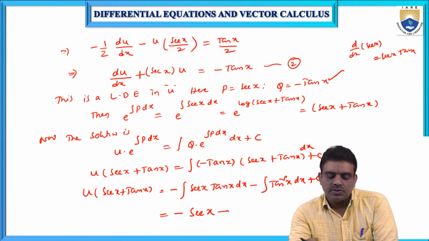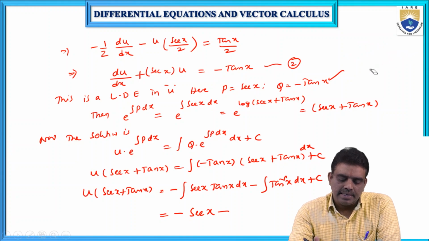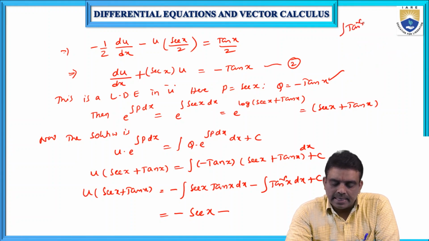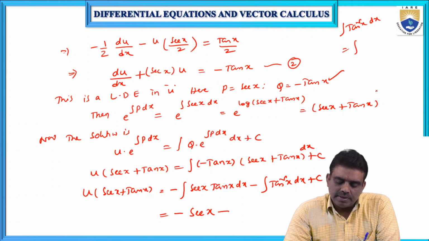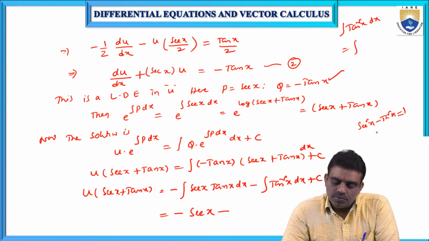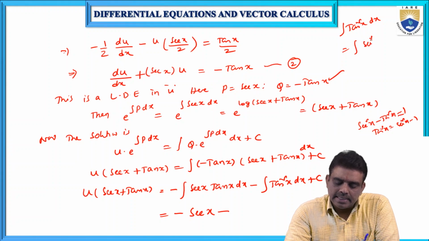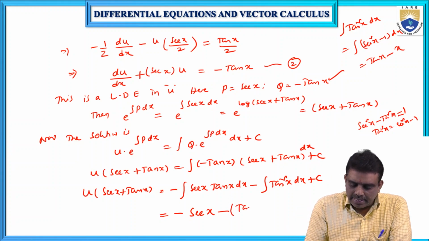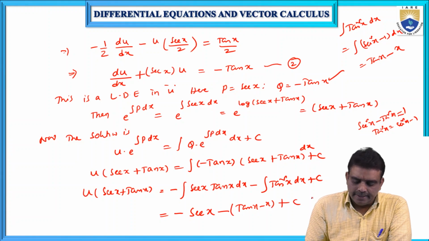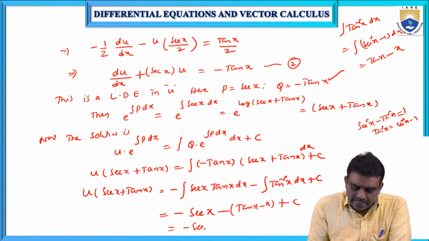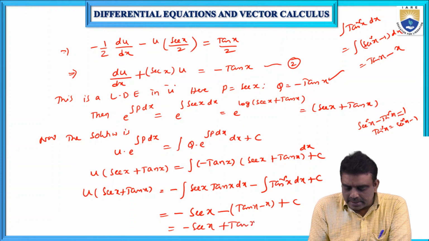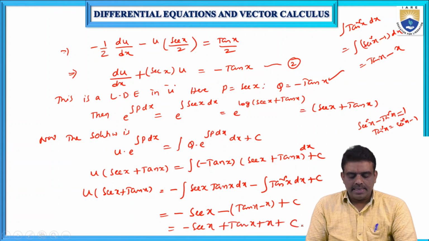Minus, what is integral tan square x dx? We know that secant square x minus tan square x is equal to 1, so tan square x is secant square x minus 1. You can write this as the integral of secant square x minus 1 dx. Integral of secant square x is tan x, so the value is minus of tan x minus x plus c. Or this is minus secant x plus tan x plus x plus c on the right hand side.